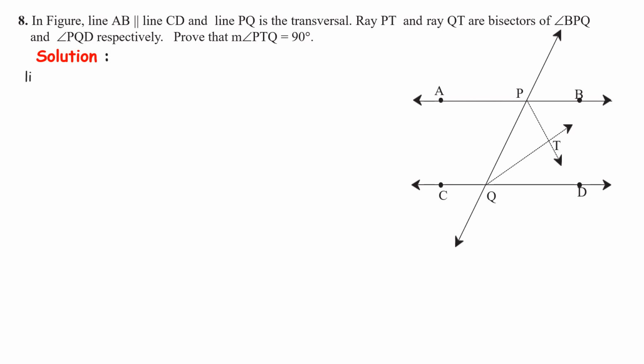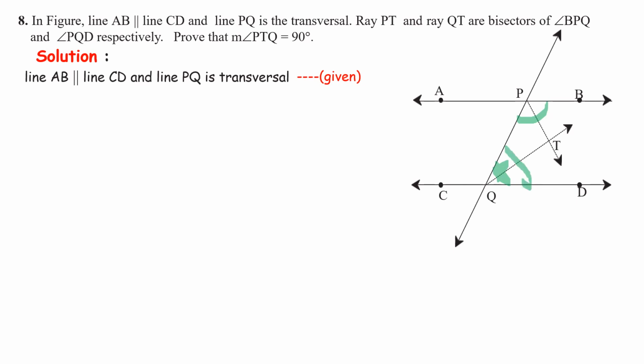Solution. Line AB is parallel to line CD and PQ is a transversal. This is given. Therefore, the sum of these two angles is a complete angle. Addition of these two is equal to 180, by the interior angles theorem. Angle BPQ plus angle PQD is equal to 180 degrees. This is statement number 1. Interior angles theorem.